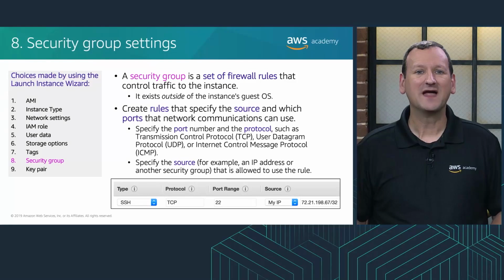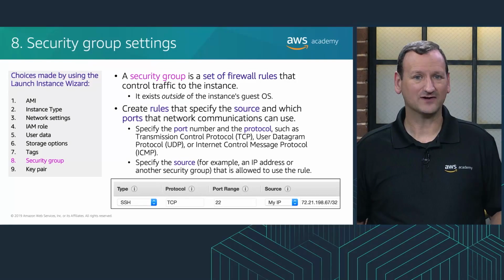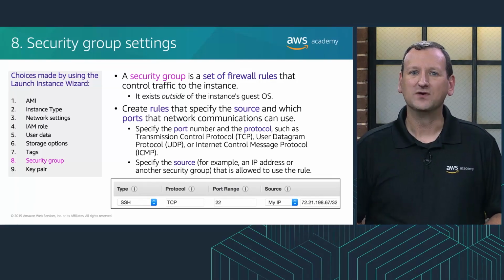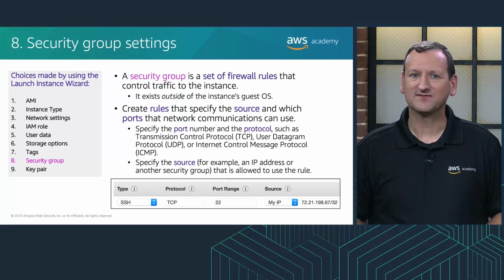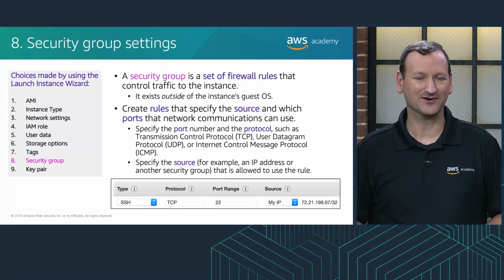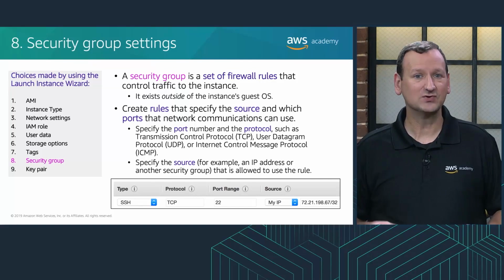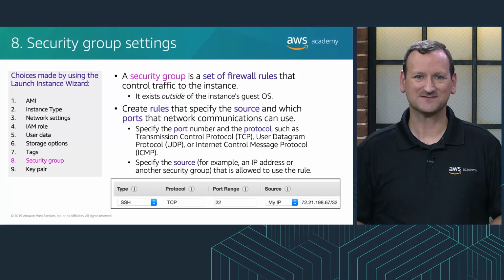A security group acts as a virtual firewall that controls network traffic for one or more instances. When you launch an instance, you can specify one or more security groups. Otherwise, the default security group is used. You can add rules to each security group. Rules allow traffic to or from its associated instance.